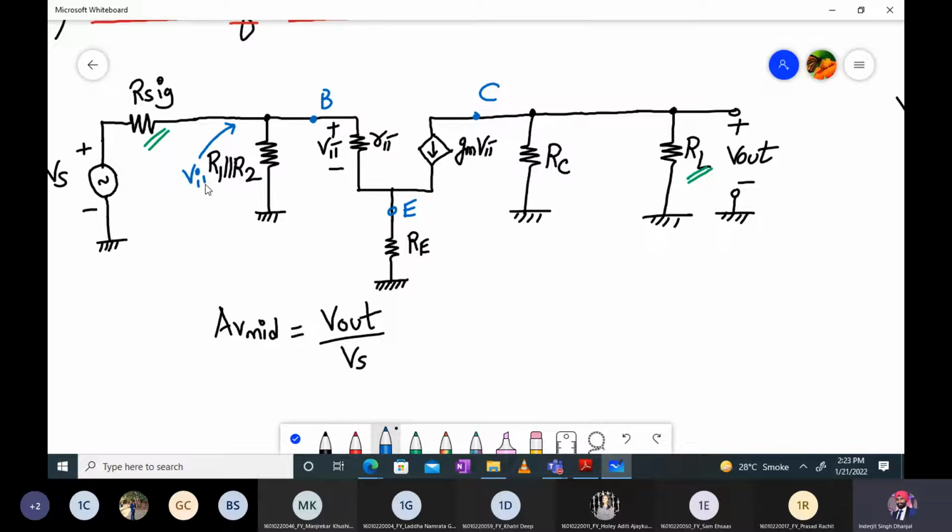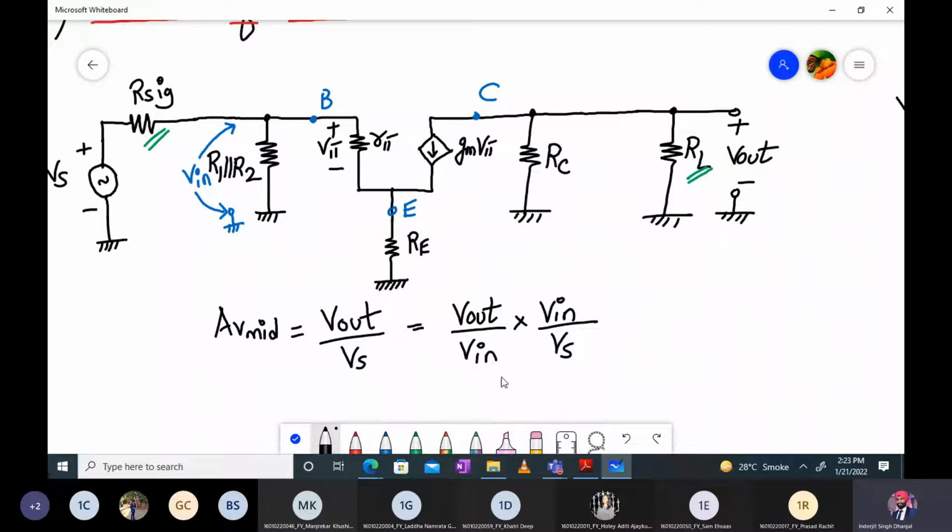If we define a voltage V in, that will make the analysis much simpler. So this is actually ground. Okay, so V in is the voltage across R1 and R2. Right. Now, how do we proceed forward? We can write the formula as V out divided by V in into V in divided by Vs. Agree? Any doubt over here?